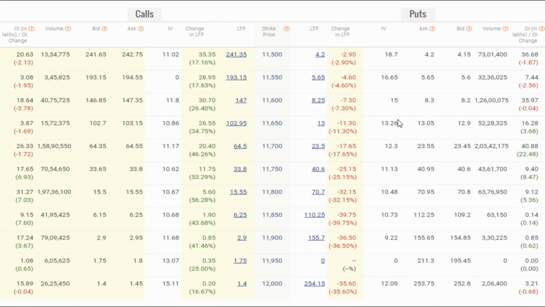Now there are many sites that actually provide you the option chain. The most standard is the BSE or NSE website, but there are some brokers as well who give out options chain data for free. I'll post those links in the description box below.